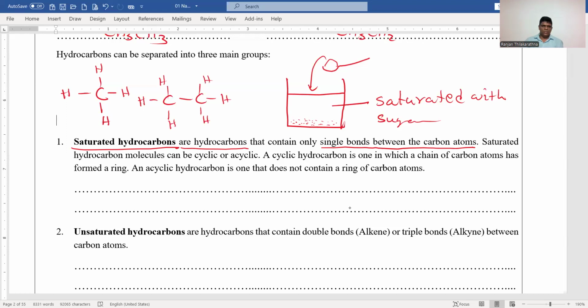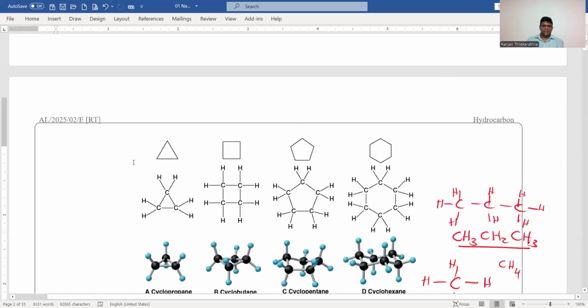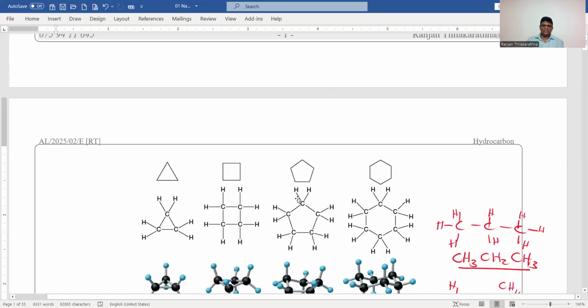Saturated hydrocarbon molecules can be cyclic or acyclic. Cyclic means the compounds having cyclic shapes like this. See, these are called cyclic compounds. They complete a cycle.